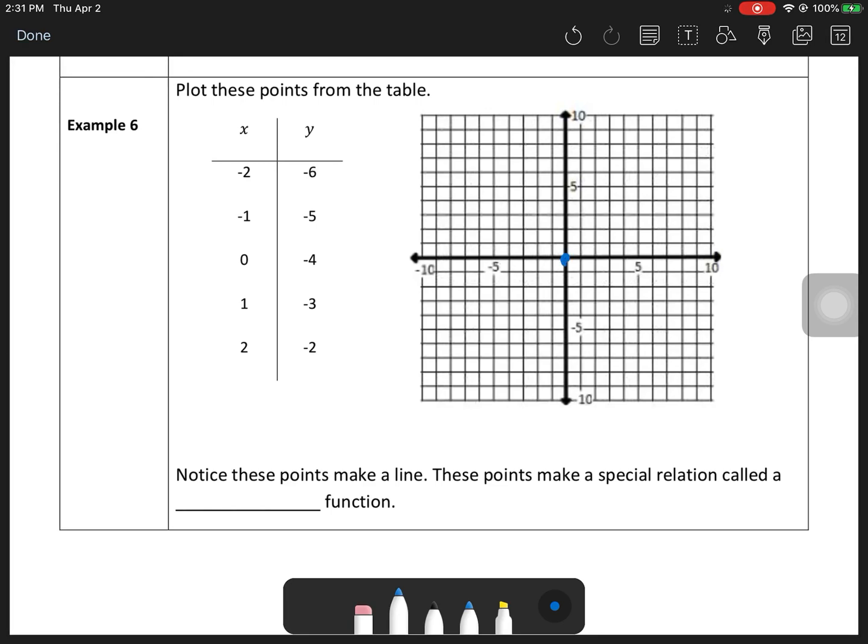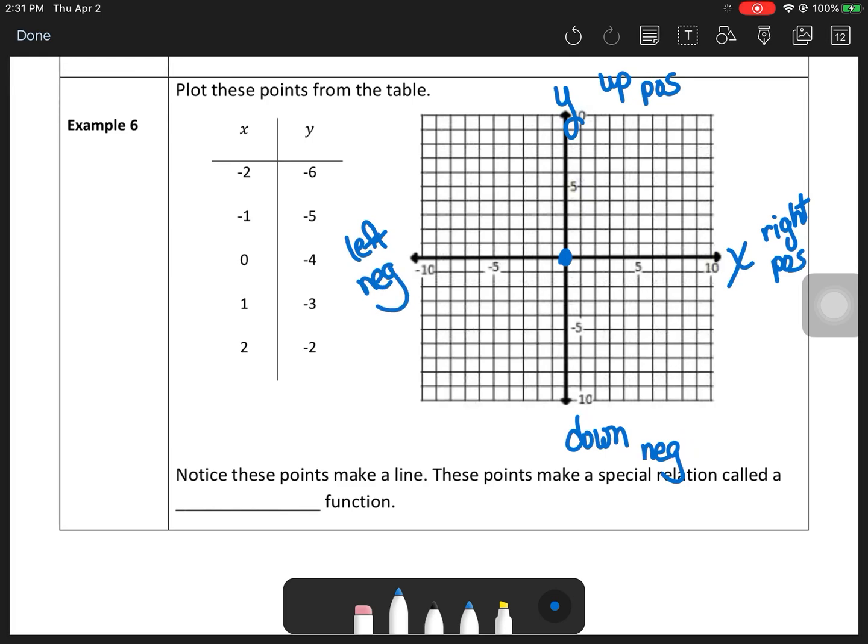This time we're going to mix things all up. So remember, our x-axis goes right and left, our y-axis goes up and down. If it goes up for y, it's positive. If it goes down for y, it's negative. If x goes to the right, it's positive. And if x goes to the left, it's negative.